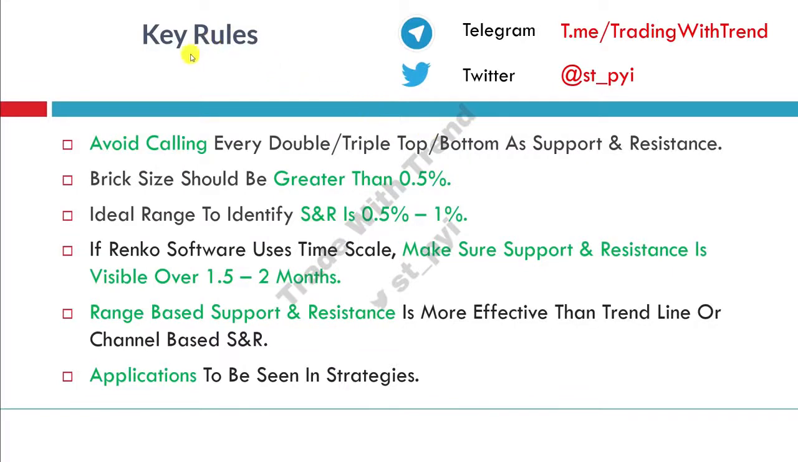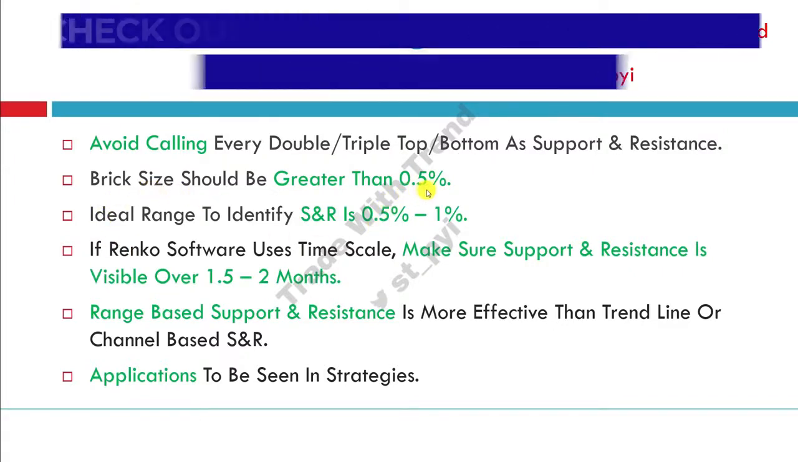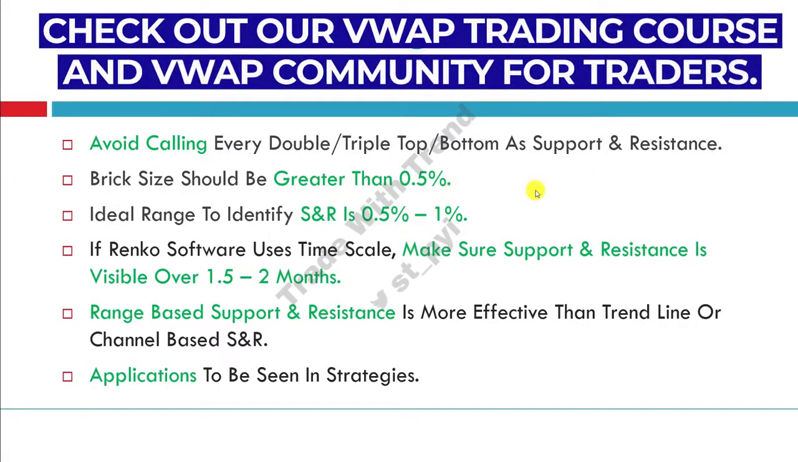So let me just tell you the key rules that you have to apply. You can take a screenshot of this particular slide because this will come in handy. The first rule that I would tell you is to avoid calling every double top, triple top or bottom as support or resistance. That is not how you should be using Renko charts. When it comes to brick size, keep in mind that it should be greater than 0.5% because that is what will represent the right amount of activity in the market that you need to focus upon.